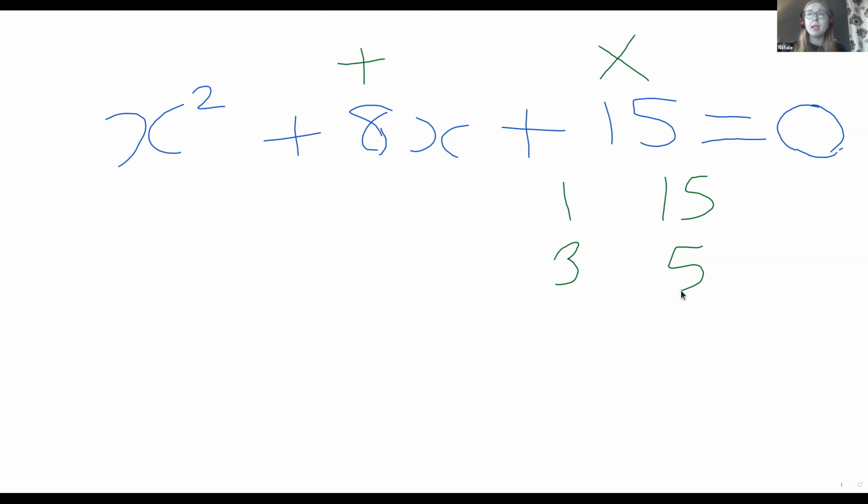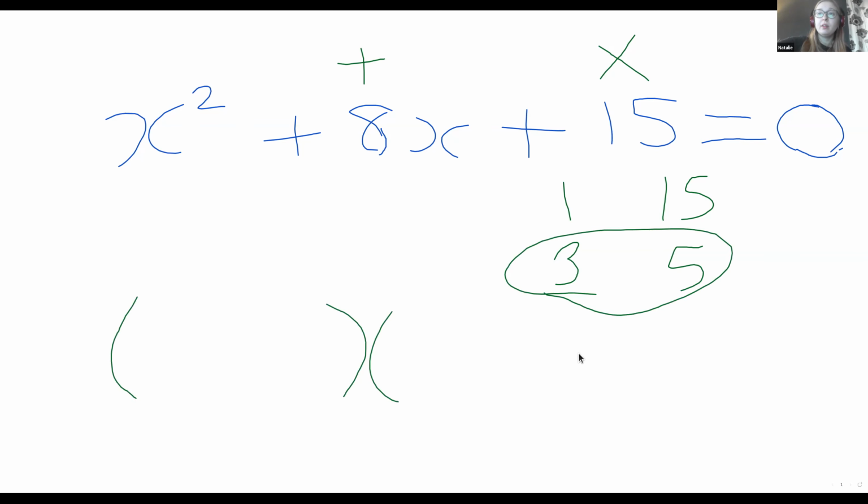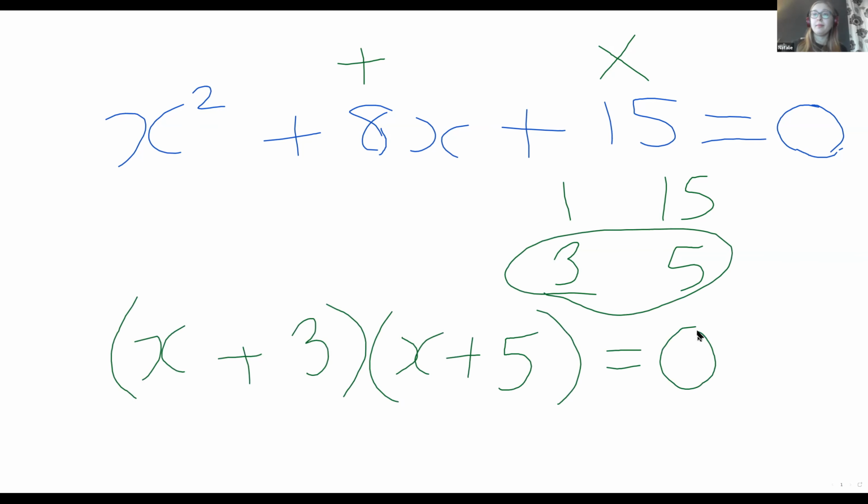Do either of those add up to 8? Well, yes. 3 add 5 would give us 8. So what that means is, in our brackets, we're going to have x's in each bracket. The x's are going to give us the x squared, because x times x gives us x squared. One bracket is going to have a plus 3, and one bracket is going to have a plus 5. Now, I'm not going to go into factorising in too much detail. I will cover that in a separate lesson, but that is how we would factorise our quadratic.